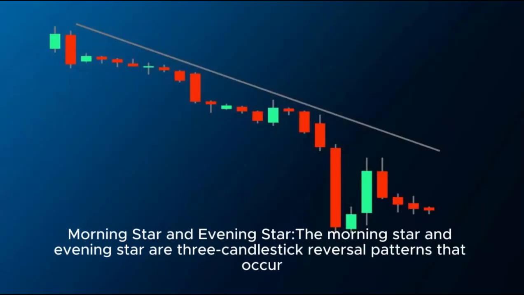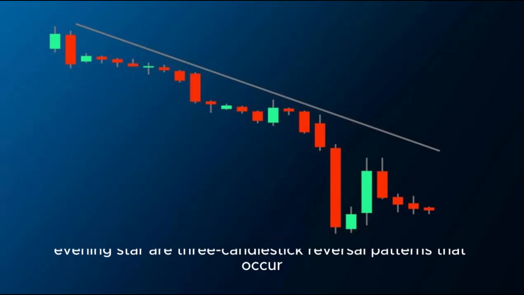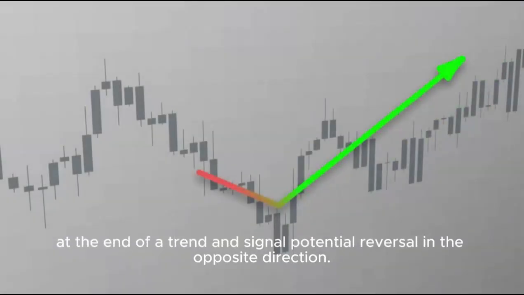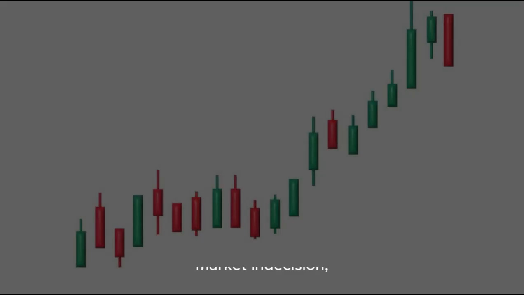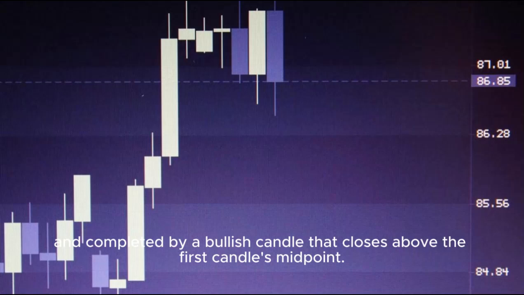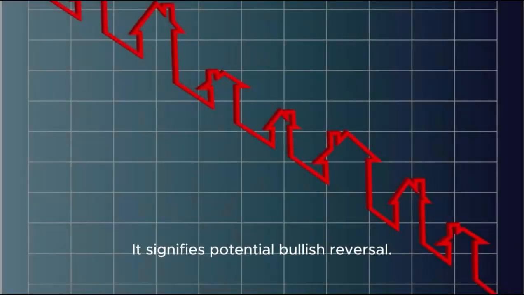Morning star and evening star. The morning star and evening star are three-candlestick reversal patterns that occur at the end of a trend and signal potential reversal in the opposite direction. A morning star consists of a long bearish candle, followed by a small-bodied candle, a doji or spinning top, indicating market indecision, and completed by a bullish candle that closes above the first candle's midpoint. It signifies potential bullish reversal.